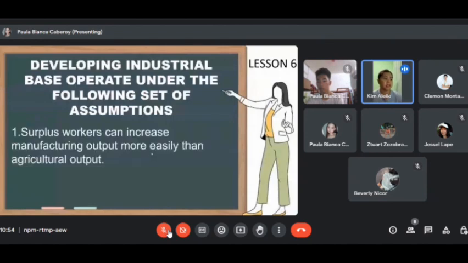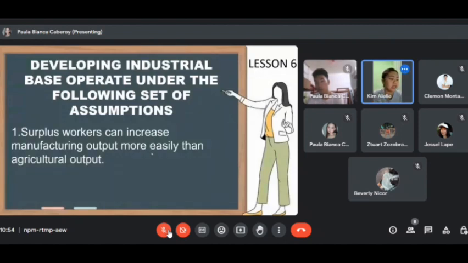Developing industrial base operate under the following set of assumptions. First is surplus workers can increase manufacturing outputs more easily than agricultural outputs. So surplus workers can potentially increase manufacturing outputs more easily. However, it is important to note that increasing manufacturing outputs with surplus labor also depends on factors like availability of raw materials, access to market, infrastructures, and government policies. While surplus workers can boost manufacturing, it should be accompanied by the efforts to improve worker skills and overall business environment to maximize positive impacts.